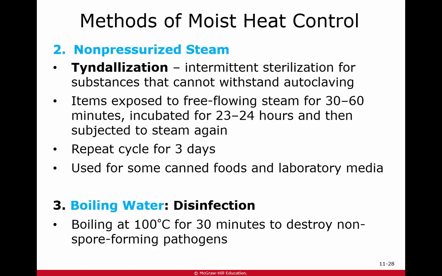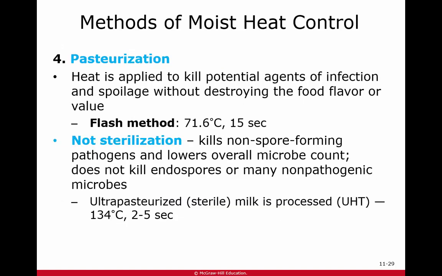A third moist heat method is boiling water. This is something we commonly do in our house. I need you to be aware of the fact that boiling water does not sterilize. It doesn't get hot enough. Boiling water just disinfects. It kills most of the pathogens, most of the microbes that we're going to see, but not all of them. Boiling is obviously going to get to 100 degrees Celsius. You've got to leave it there for at least 30 minutes to actually disinfect and kill most of the microbes that are on it.